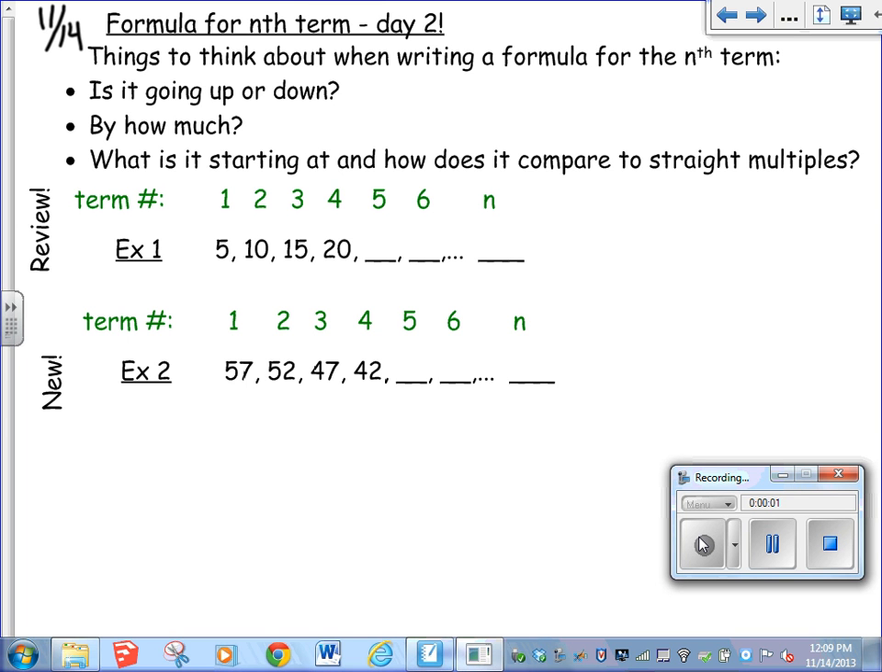Okay, so here we go. This is day 2, formula for the nth term. First of all, let's review yesterday. Important points that we said is always to ask yourself if the sequence is going up or down.